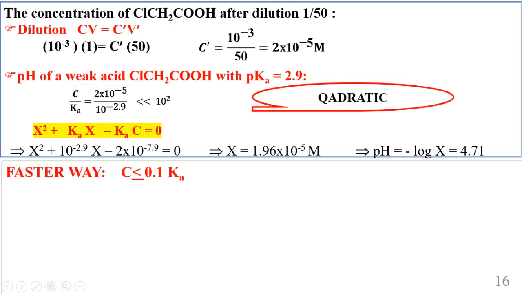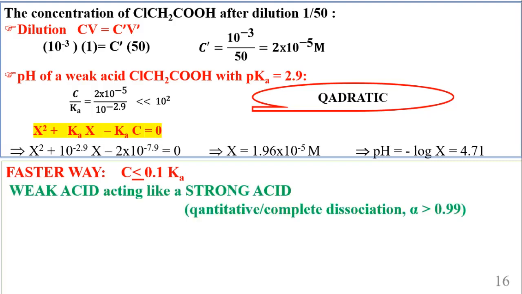What does that mean? It means that if this concentration is less than 0.1 Ka, guess what? I can no longer, well, I can use the quadratic, but it's better not to, okay? How so? This acid acts as a strong acid. Now remember, when I dilute something infinitely, if I throw something in a beach, you know, and in the sea, it's very logical that whatever I threw in the sea will dissociate more or less completely. Why? Because that material is so dilute.